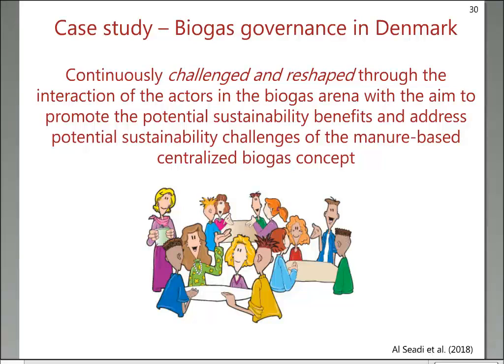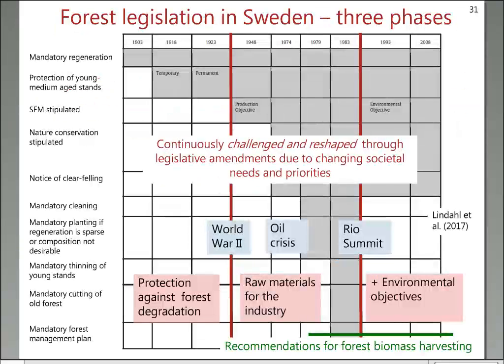So the way the Danish governance complex, you could say, was challenged and reshaped, especially in the early phases, was through interaction between all the actors in the biogas arena. So a platform was put in place where they could exchange experiences, and this helped a quick development of the sector. So there were no dedicated monitoring systems, but this exchange of experiences also had a positive impact on developing and adjusting things that did not work optimally.